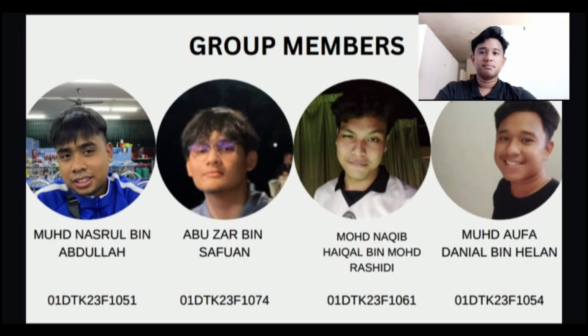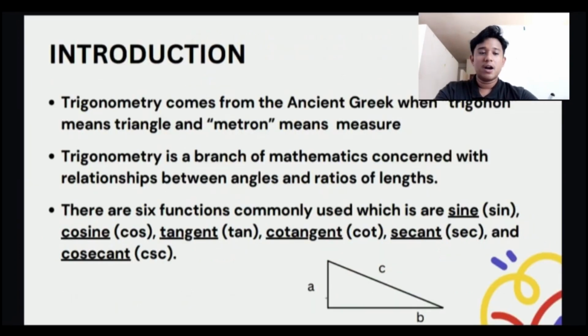Before we start, I want to tell you guys about the history of trigonometry. Trigonometry comes from ancient Greek, and at the time they didn't call it trigonometry. They called it trigonometron. Trigon means triangle, and metron means measure. Usually they use it when it comes to the relationship between angles and relative lengths.